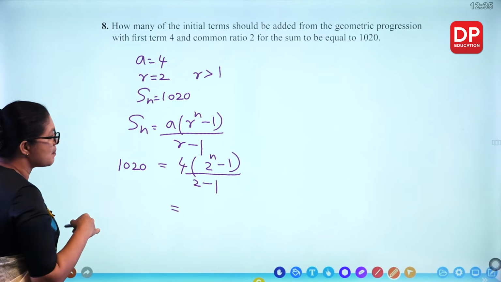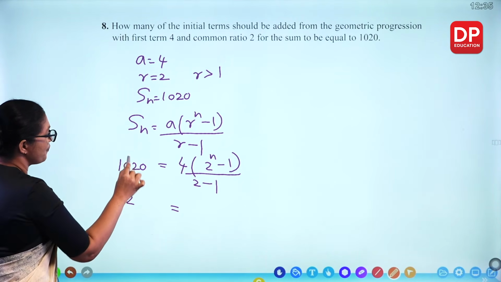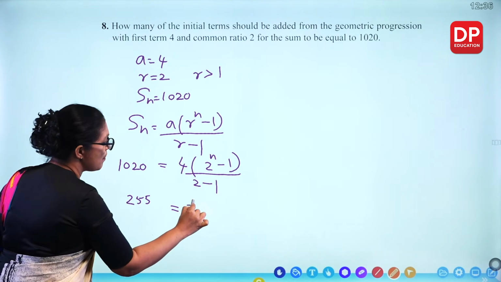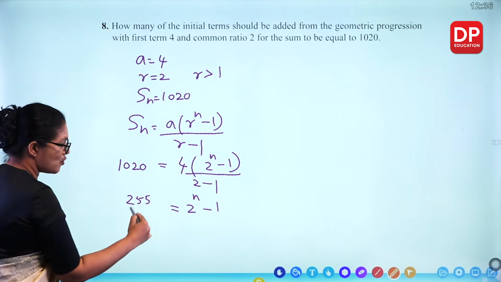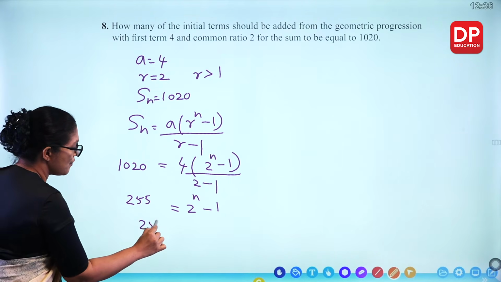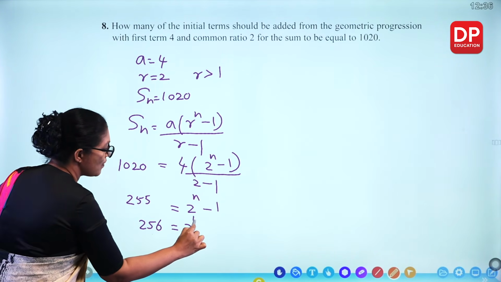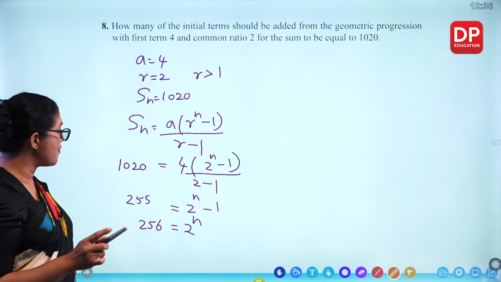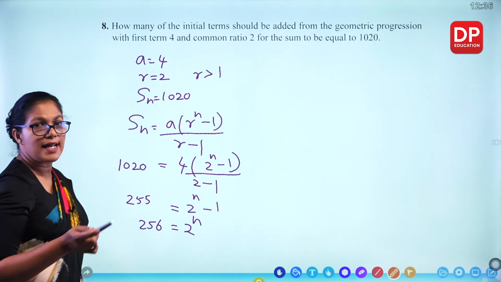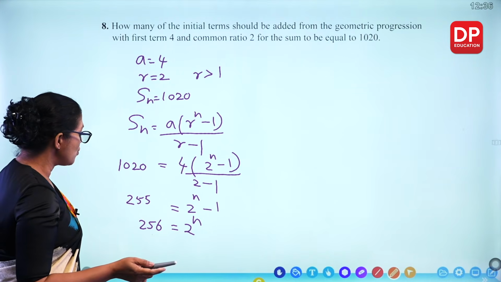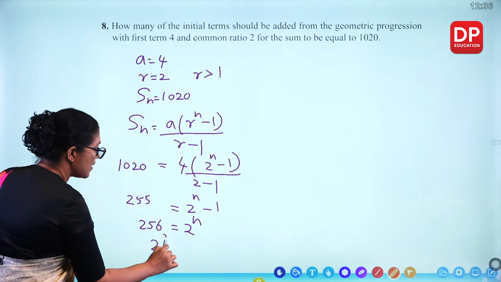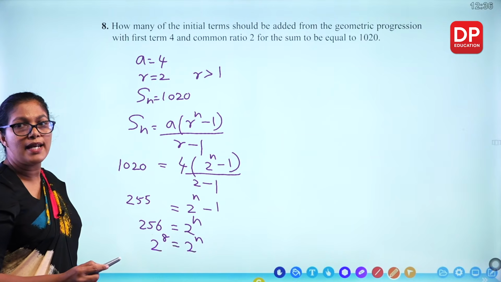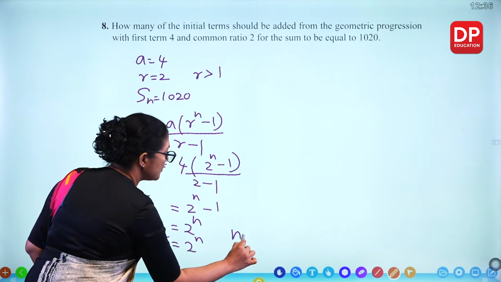When you divide this by 4, 255 is 2 to the power n minus 1. When you take 1 to this side, 256 is 2 to the power n. So we know 2 to the power 7 is 128. 128 multiplied by 2. That means 2 to the power 8 is 2 to the power n. So n equals 8.